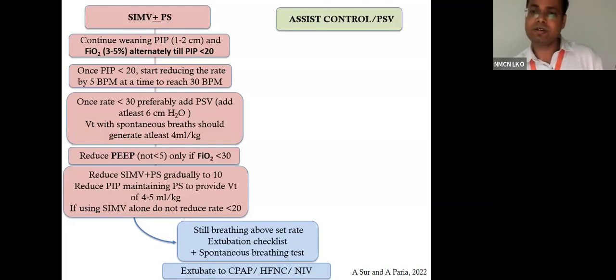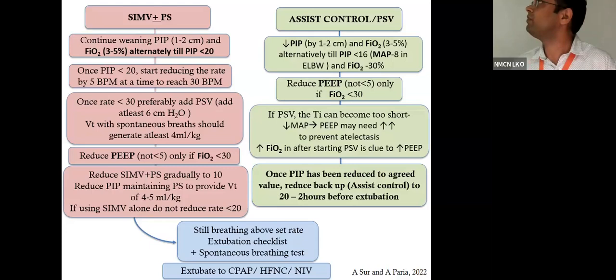Then if the child is on assist control ventilation, similarly, we have to wean the PEEP and FiO2. And if the child is on pressure support ventilation standalone, then we should see that there might be an increase in work of breathing. In that scenario, we need to increase the FiO2 because the inspiratory time can be too short and it can lead to atelectasis. Once the PIP has reached the exit settings and the backup rates are reduced, then we can extubate the child.